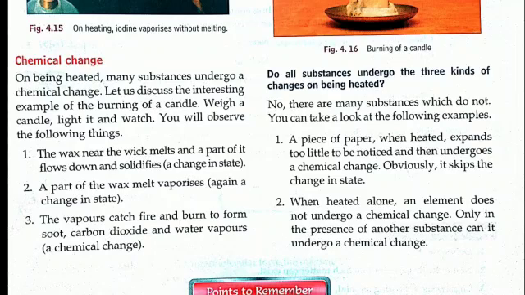Next, do all substances undergo these three kinds of changes on being heated? No, there are some substances which do not undergo all three kinds of changes: chemical change, change in state and expansion. Let's see some examples. First, a piece of paper. When we heat it, it expands very little. It does not expand much, but you can observe a chemical change happening there.